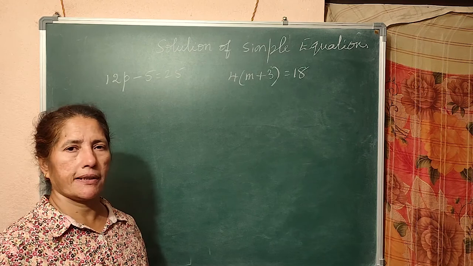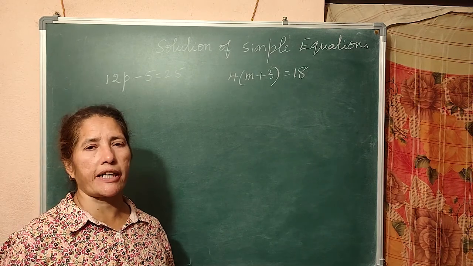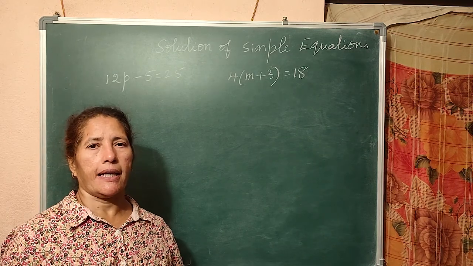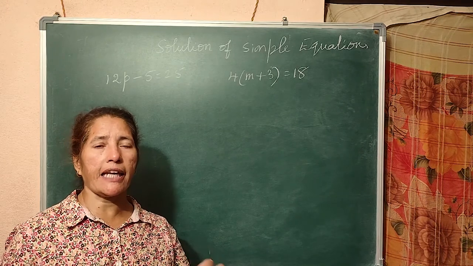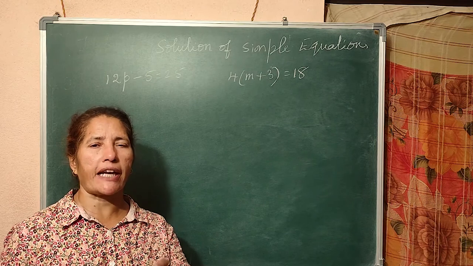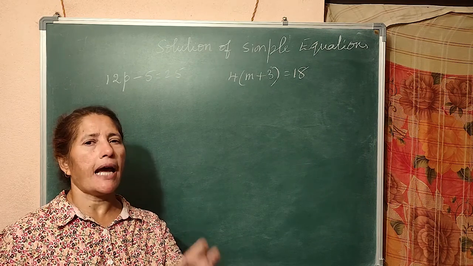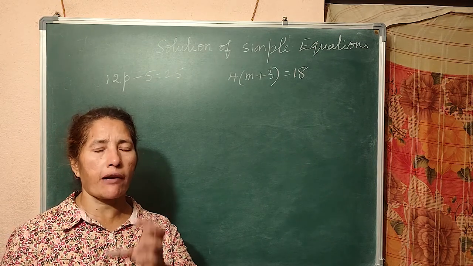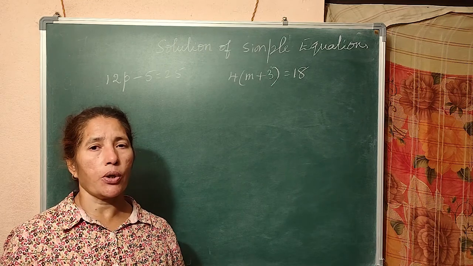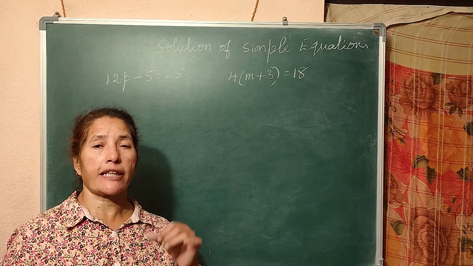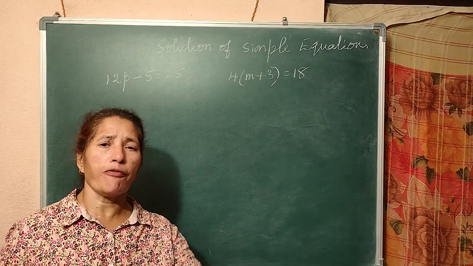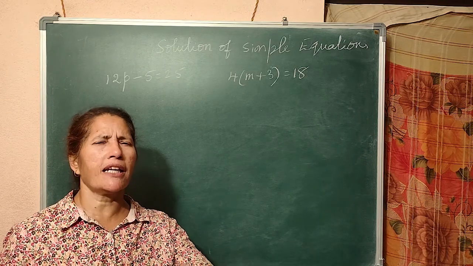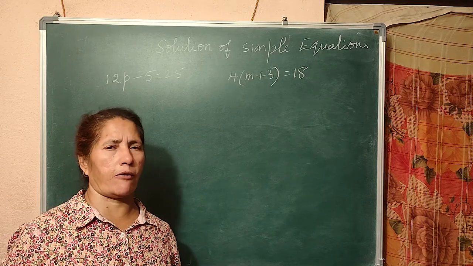Hello everyone. In the last class we studied the simple equation. In the simple equation there may be one variable. Any small letter of the English alphabet I take as a variable, and I always try to solve for that variable. So I taught you how to solve that simple equation. Today let me continue a little further, how to solve slightly more complicated simple equations.